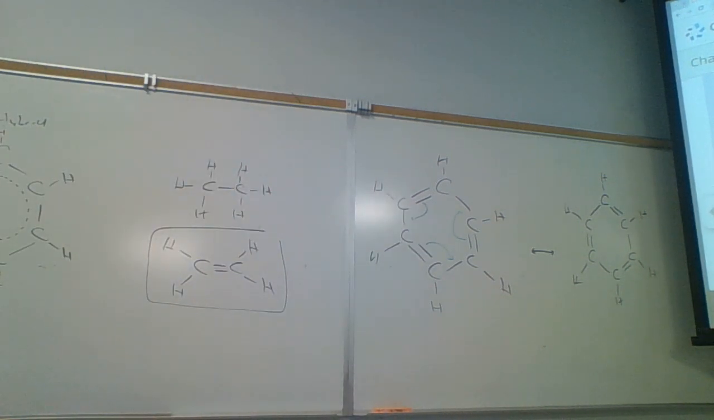Draw two different Lewis diagrams of C4H6. Well, we could have straight chain and we could have branch chain. We could also have different positions for double bonds, and triple bonds and that kind of stuff. So what do we call these? Isomers. These are all isomers of C4H6.